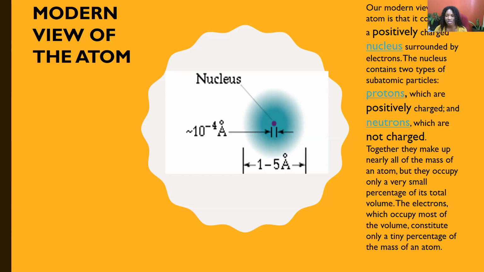And the electrons, which occupy most of the volume, constitute only a tiny percentage of the mass. So if you look at this diagram here, you'll see where it's pointing towards a central nucleus. Now that nucleus is very, very tiny. In fact, it is in the range of 10 to the minus 4 angstrom. Now, angstrom is the unit that's used to measure very, very small distances. And the outside here is the majority of the space of the atom, but it is mainly empty space because the electrons are suspended there.